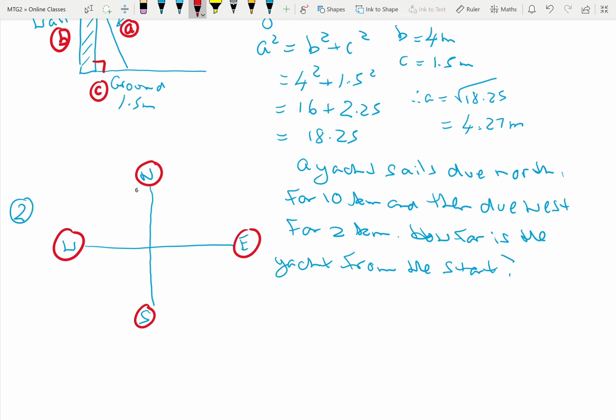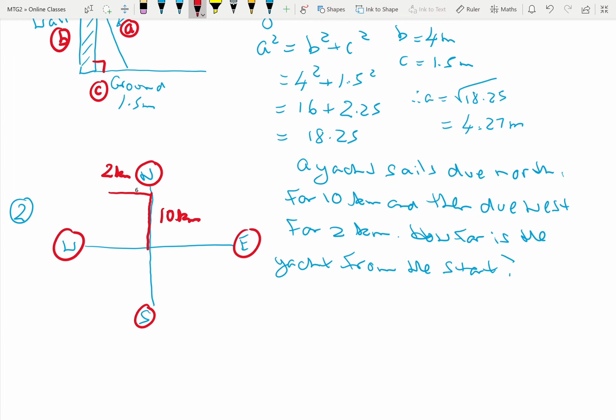So let's see. First of all, we go due north for 10 kilometres. So my yacht is going to sail this direction. It's going to go 10 kilometres. And then it's going to go due west. So the word due means straight west. So it's going to go straight towards the west. And it's going to go 2 kilometres. Now it's a little bit out of proportion, but we sort of get the idea.